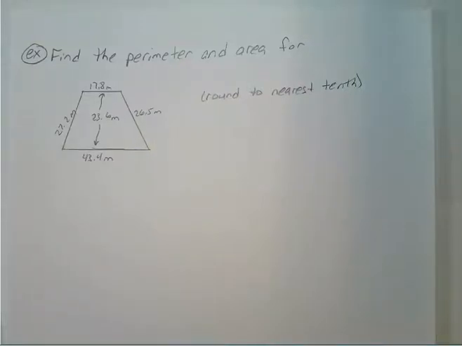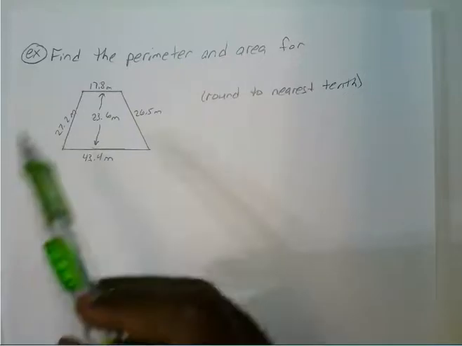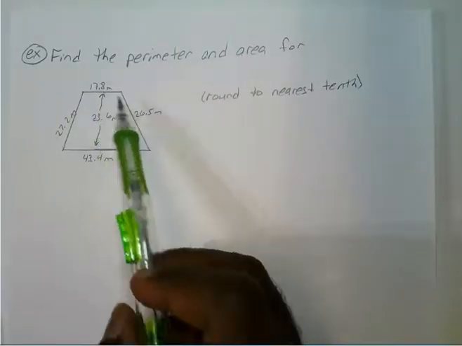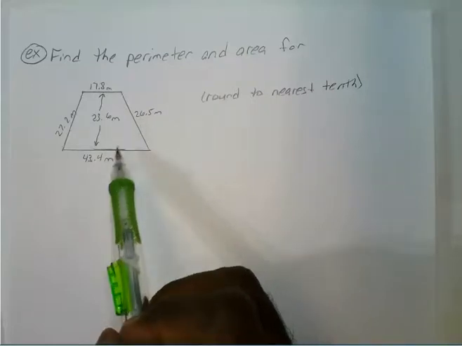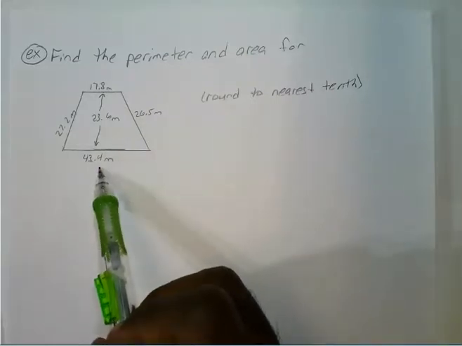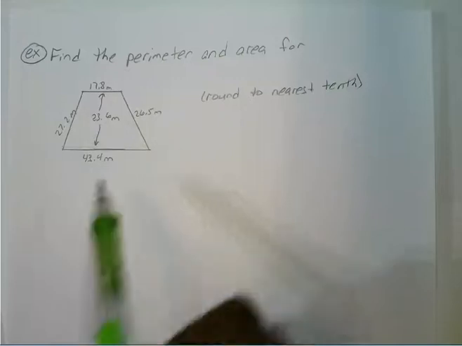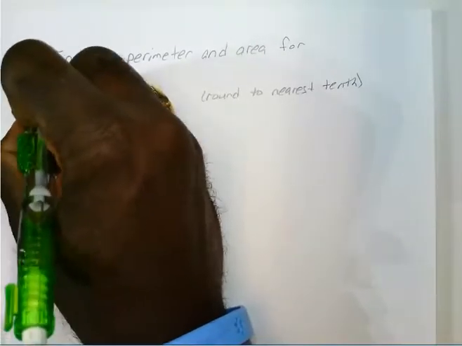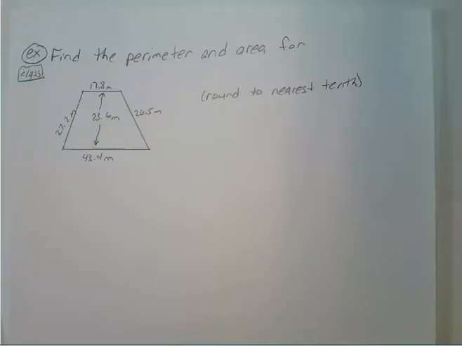So what if we want to find the perimeter and the area for this shape? So you have 27.2 meters, 17.8 meters, 26.5 meters, 43.4 meters, and the height is 23.6. Go ahead and press pause and try to do this one on your own.